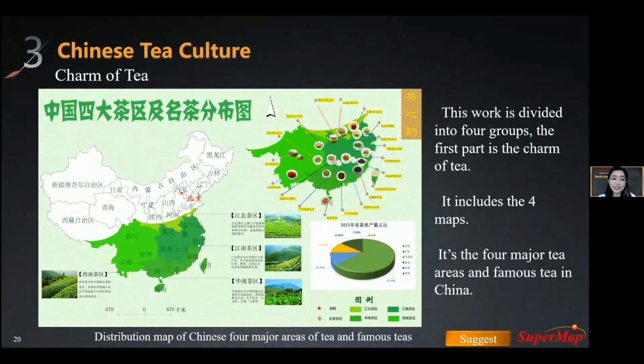Okay, this is the third map. This map is about Chinese tea culture. This work is divided into 4 groups. And the first part is the charm of tea. This group is mainly about the 4 major tea areas of China and the famous Chinese teas. And here is the proportion of the variety types of the productions.